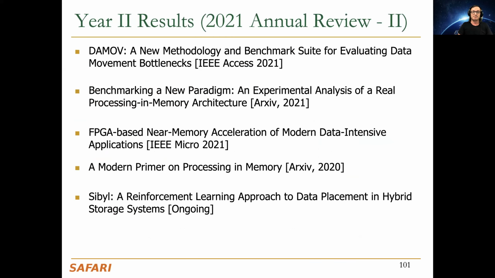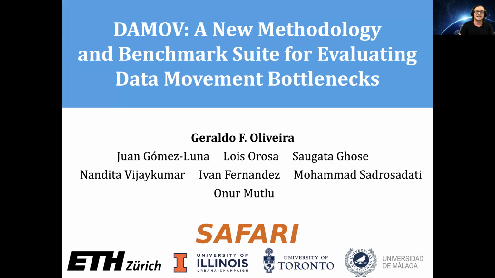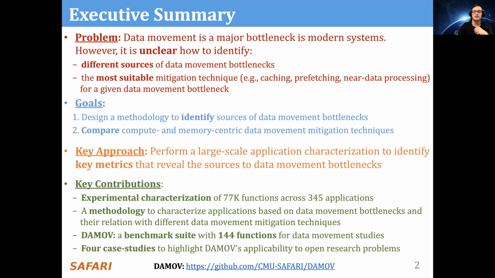Okay. Let me give you a quick overview of some of the other works related to near data processing. DAMOV is one example where we develop a methodology to identify sources of data movement bottlenecks, and we compare compute- and memory-centric data movement mitigation techniques. We also have an experimental characterization of more than 77,000 functions across 345 different applications, and a methodology to characterize these applications based on data movement bottlenecks. We release a benchmark suite with 144 carefully selected functions, and we have a bunch of case studies.